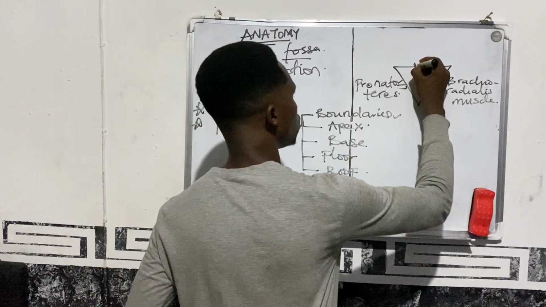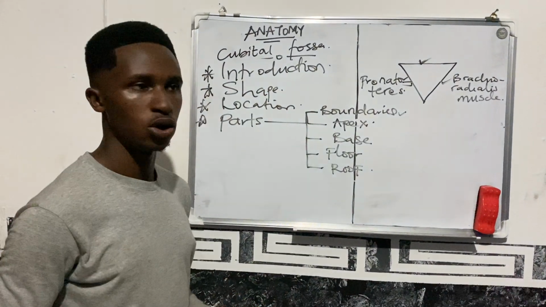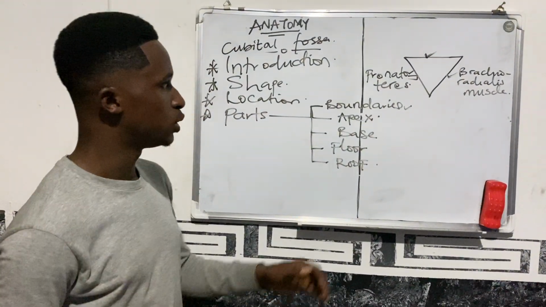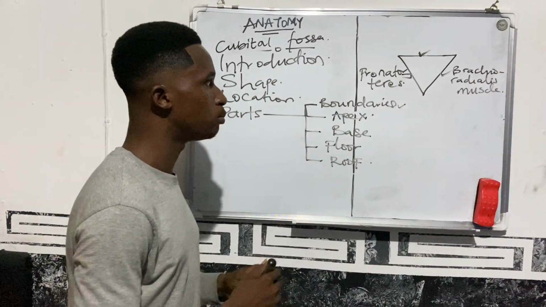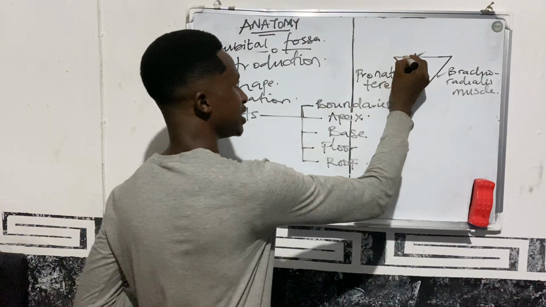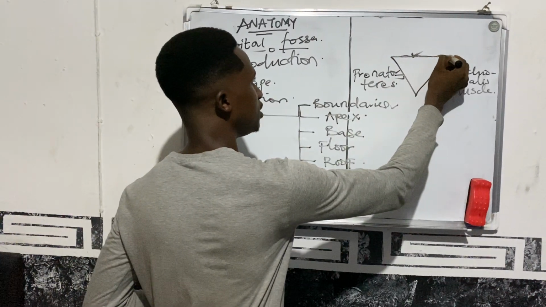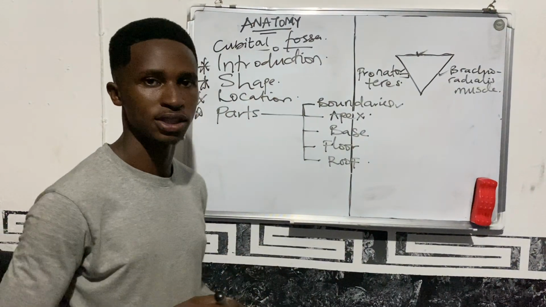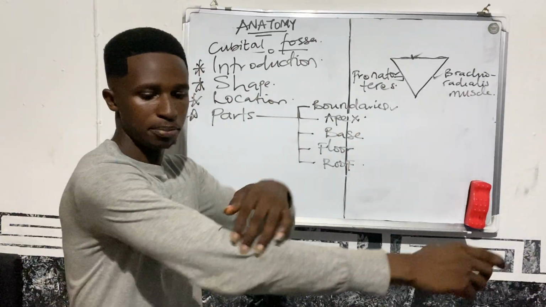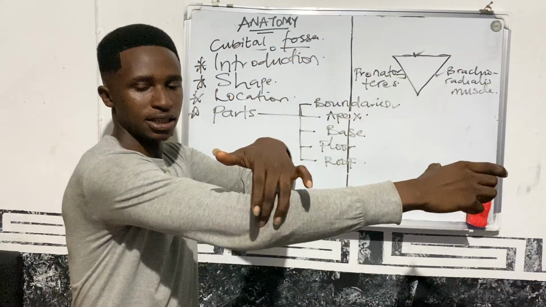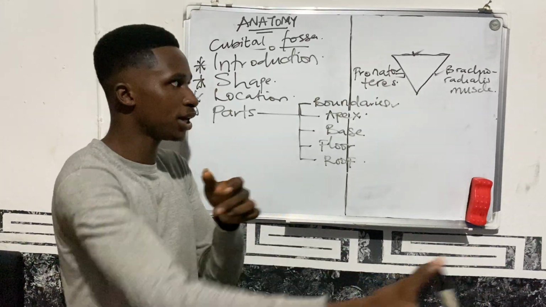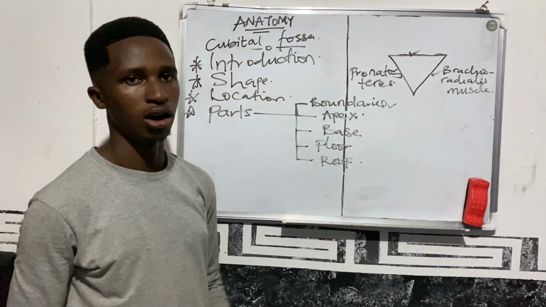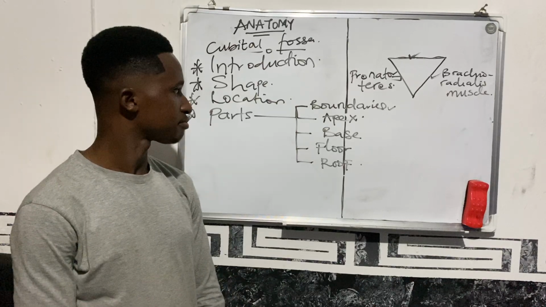This is what we refer to as the superior border, also known as the base. The superior border of the cubital fossa is formed by an imaginary line joining the medial epicondyle to the lateral epicondyle. This is the medial epicondyle, and this is the lateral epicondyle. An imaginary line joining both of them together forms the base of the cubital fossa.